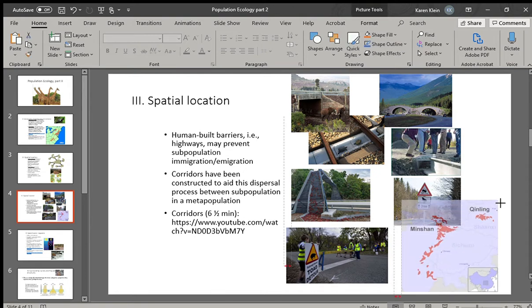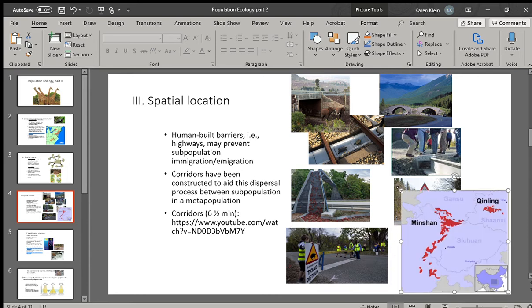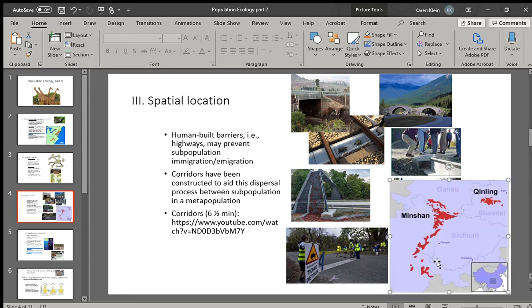Now, what we see here is the really high profile effort for panda conservation in China, the captive breeding and reintroduction program. That makes the news, and you see baby pandas and nurses holding them and releasing them onto a reserve.